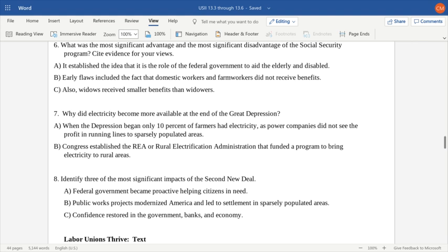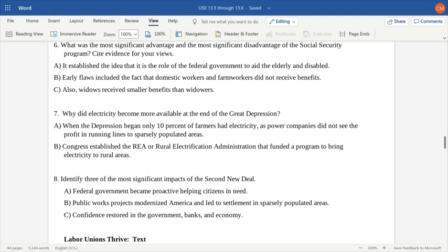Seven, why did electricity become more available at the end of the Great Depression? Well, when the Depression began, only 10% of farmers actually had electricity on their farms. Power companies, per the Tennessee Valley Authority that we alluded to before, and other programs were designed to bring electricity, shockingly enough, for the first time to many communities across the country. For a long period of time, it was too expensive. The amount of money you would get back as a power company would not warrant the investment in the technology in the particular area that needed electricity.